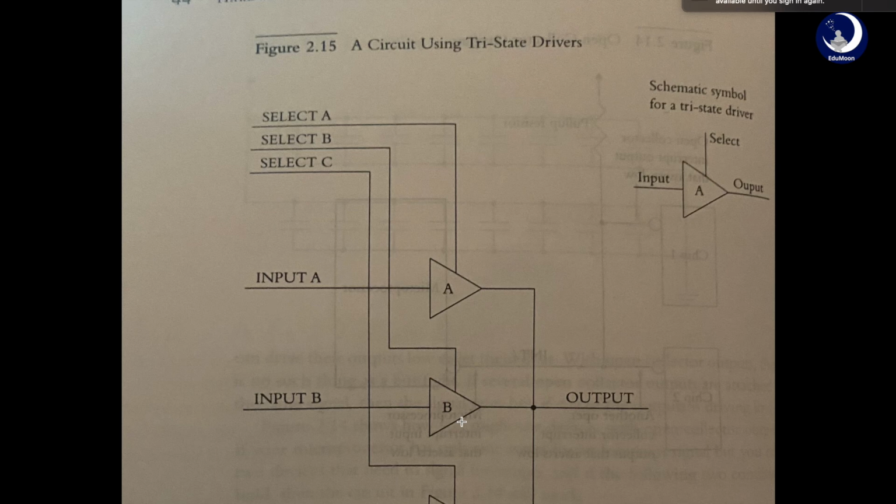A common convention used in this particular diagram is the dot, where you can see this particular dot. This is where the 3 tri-state driver outputs intersect, and this dot indicates that these signals are connected to one another. That's very simple. You must be knowing this.